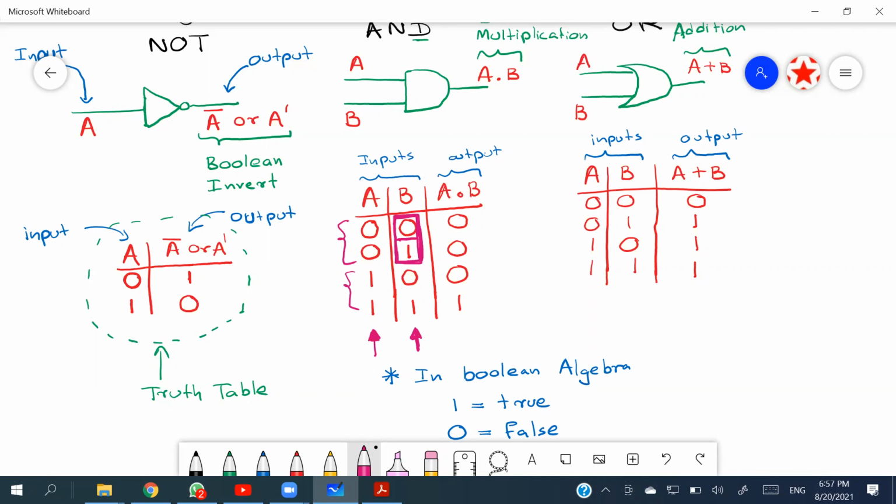So according to that, first half becomes a 0, second half becomes a 1. Same goes with this.